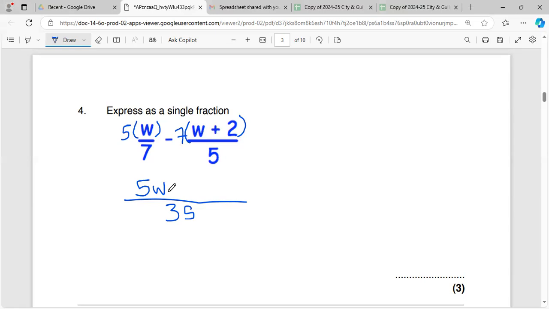So negative times this would give us negative 7 double. And then remember, negative 7 times positive 2, a negative times a positive is negative. Let me say it again: a negative times a positive is negative. You have to know these.